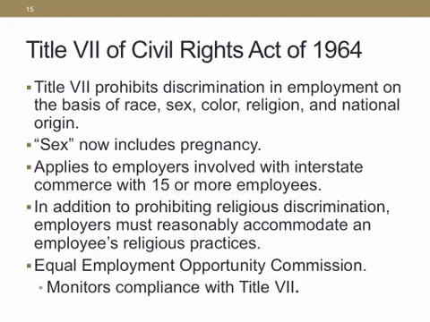gender or sex discrimination would include pregnancy, because only one sex is getting pregnant. It applies to employers involved with interstate commerce with 15 or more employees. In addition to prohibiting religious discrimination, it requires employers to make reasonable accommodations for an employee's religious practices. The EEOC monitors compliance with Title VII.